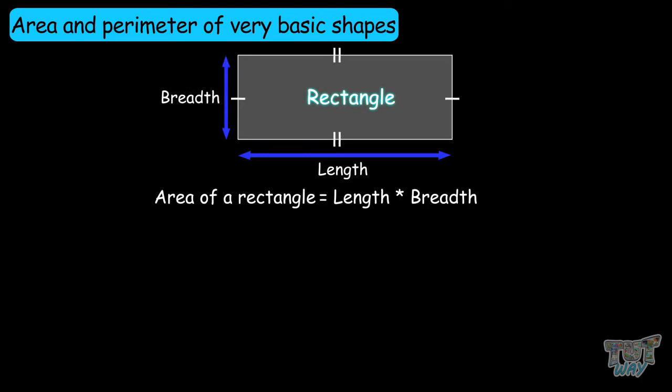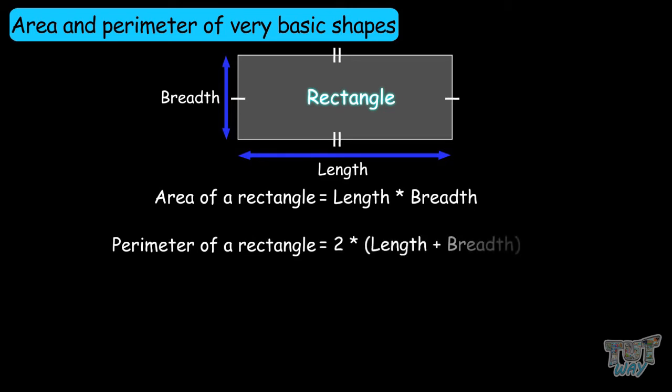How do we find the perimeter? Perimeter is the sum of all the sides, so you can use the formula 2 times length plus breadth, because we have 2 lengths and 2 breadths.